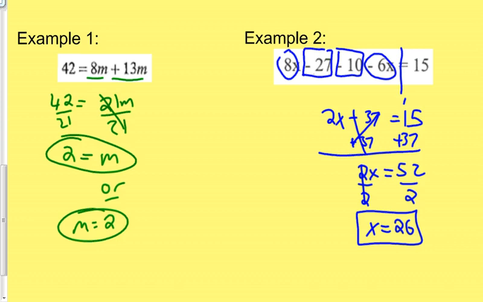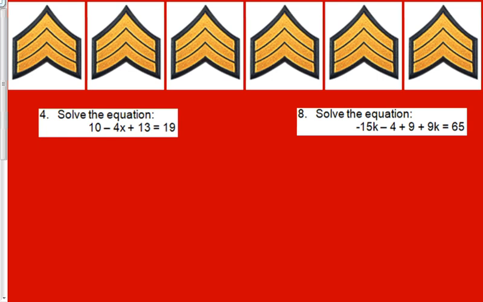I'm going to give you two examples I'd like you to try on your own. So examples 4 and 8, solve the equation for each of those, show your work, follow the steps. And when you're done, so right now I'd like you to pause the video, and when you're done, you can unpause it and see how you did. So why don't you pause right now.